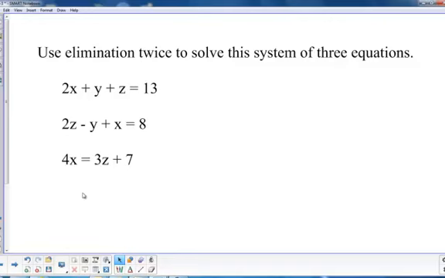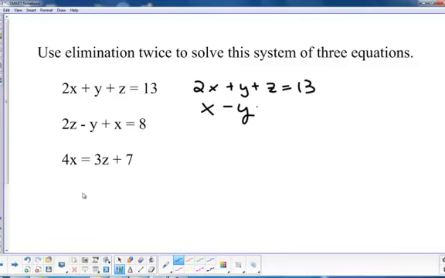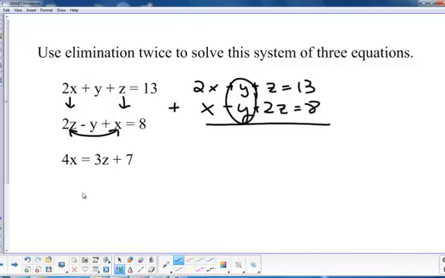All right. We're going to use elimination twice. So first, we're going to put the first two together. I'm going to rewrite this. And then I'm going to put my x first and my z last. So I just flipped these two so that they would line up. All right, so through adding, the y's will eliminate. So I get 3x plus 3z equals 21.